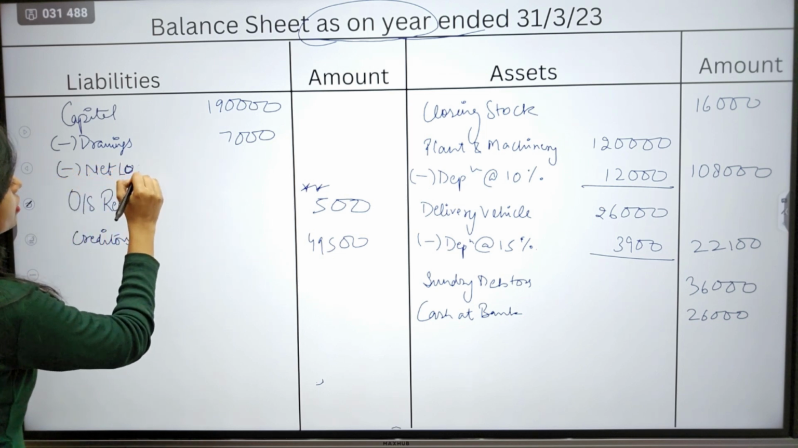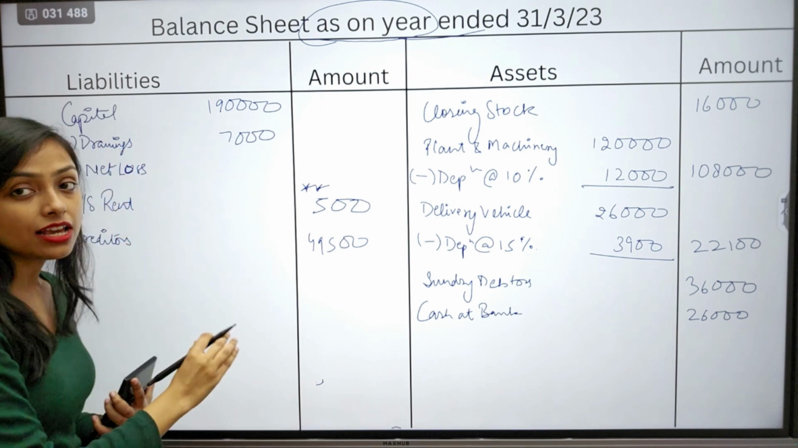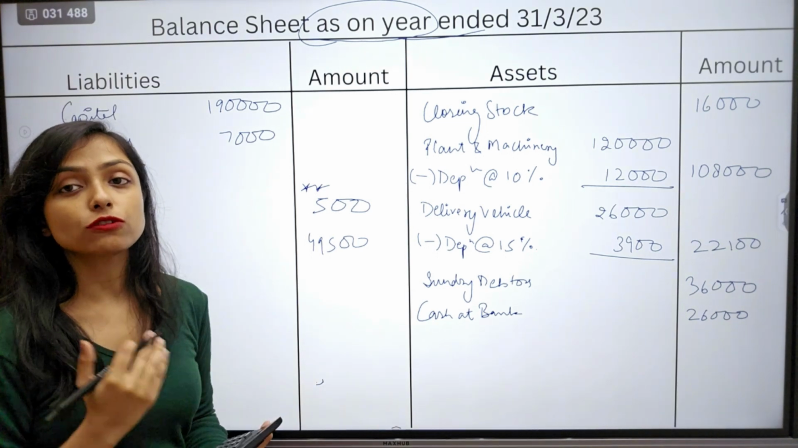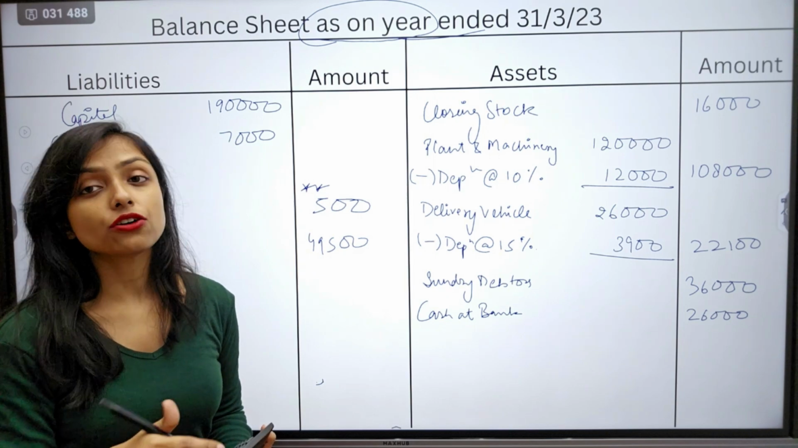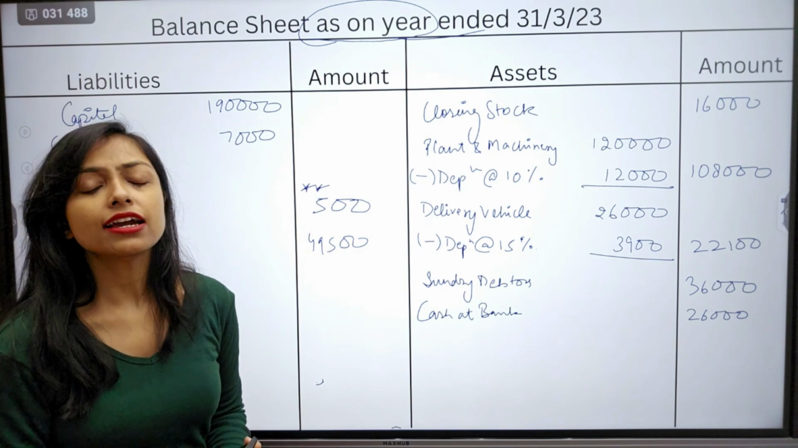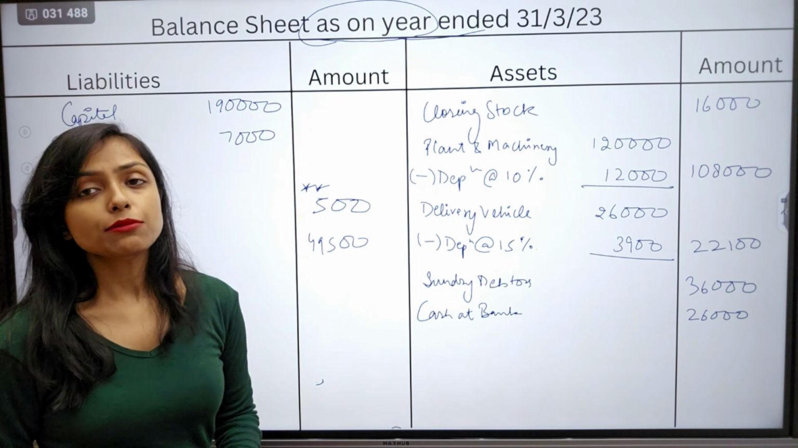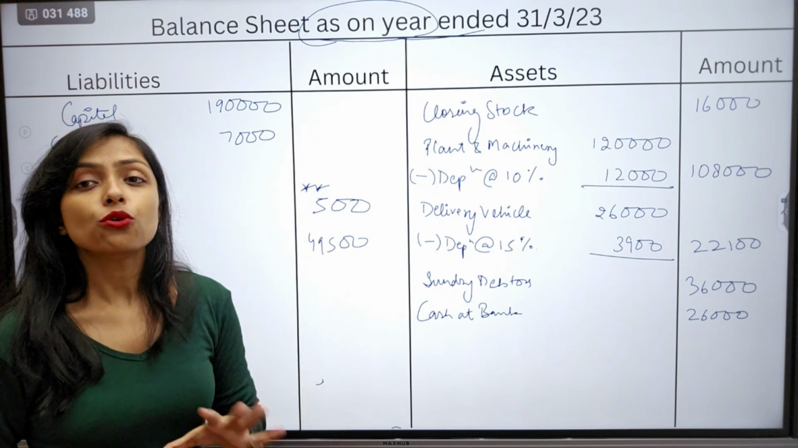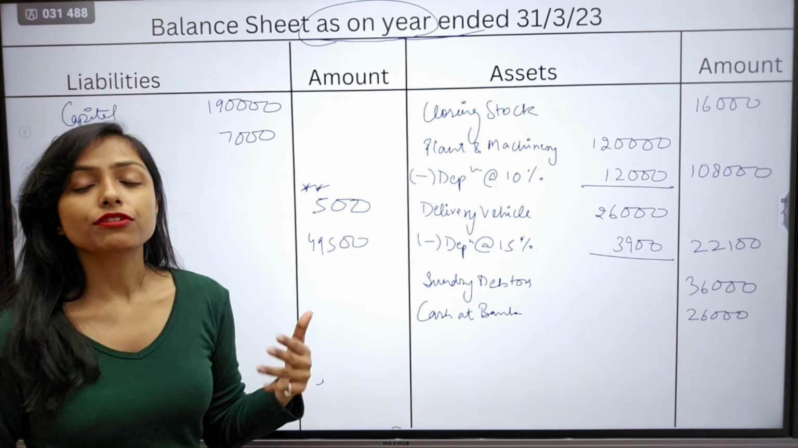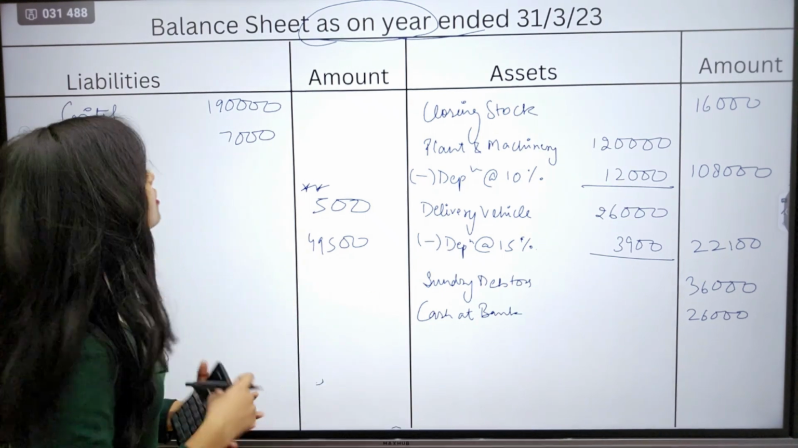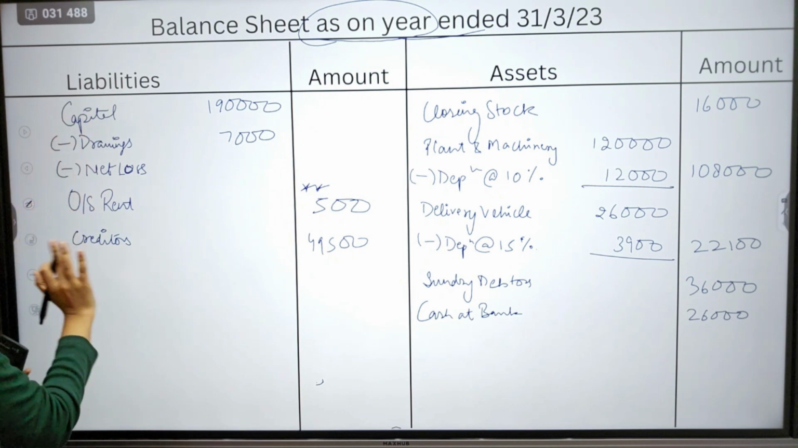We always reduce net loss from the capital, because capital is something that belongs to the owner, and any net profit that we are earning during the year or any net loss that we are incurring also belongs to the owner, right? Because this whole business, who is carrying that out ultimately? It is the owner's business. So any profit or any loss also belongs to him. So we are going to adjust it in capital only.